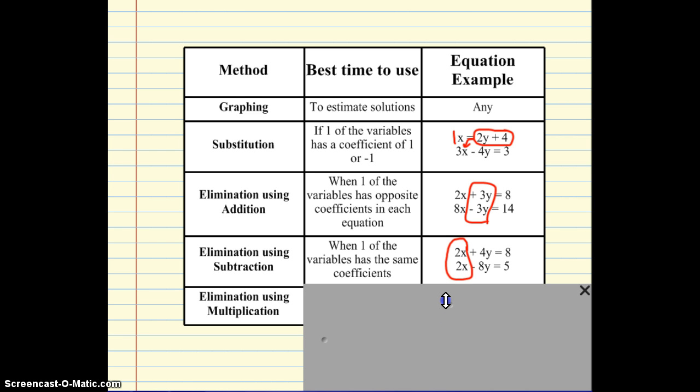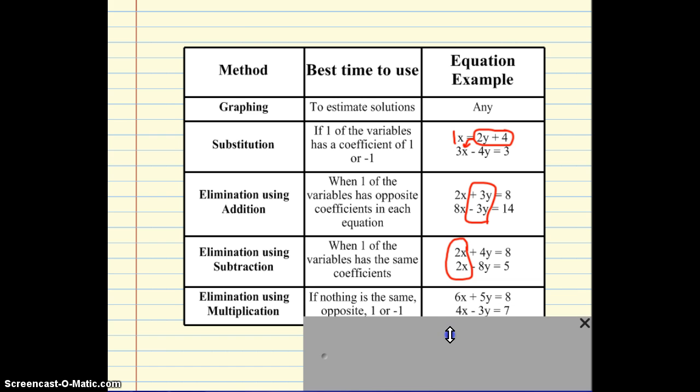And finally, elimination using multiplication. We want to use this if nothing is the same, nothing's the opposite, and we don't have a 1 or -1 as our coefficients. So as we take a look, we've got 6x plus 5y equals 8, and 4x minus 3y equals 7. Nothing is the same, nothing has opposite numbers, nothing says x equals or y equals, or -x or -y. So the best method for this one is to eliminate using multiplication.